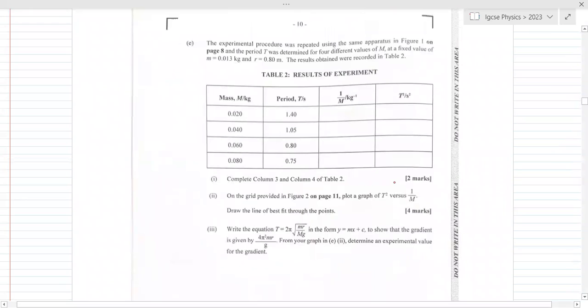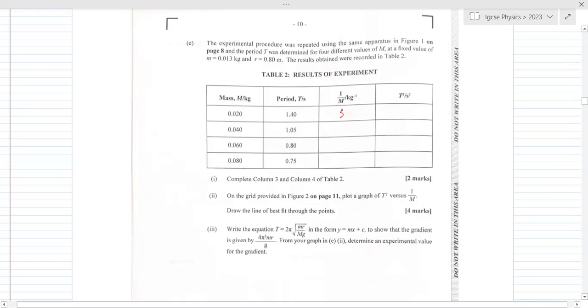So it says that the experimental procedure was repeated using the same apparatus, and we would have measured the time period for 4 different masses of big M with fixed values of small m and r. All right, so there are certain things that we're keeping constant. So they want you to just quickly fill this out, give you 2 marks right here. Even if you didn't do so well on the other part, you could get 2 marks.